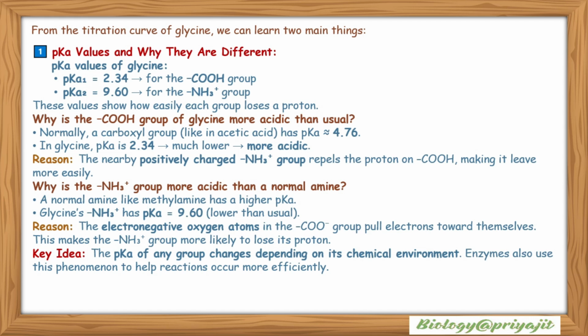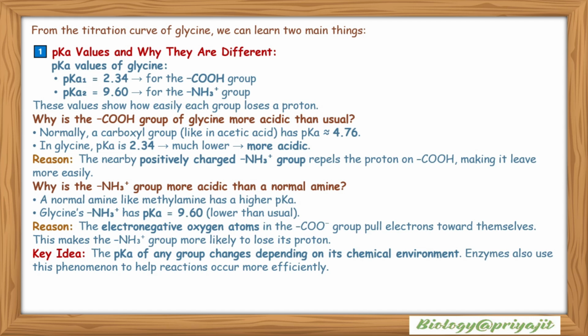From the titration curve of glycine, we can learn two main things. Number one is pKa values and why they are different. The pKa values of glycine are: pKa1 is 2.34 for the carboxyl group, and pKa2 is 9.6 for the amino group. These values show how easily each group loses a proton.